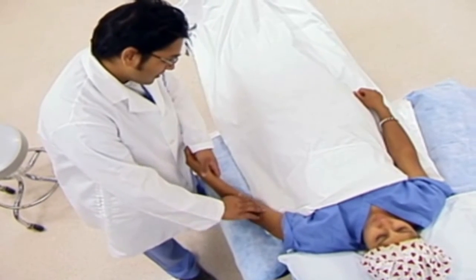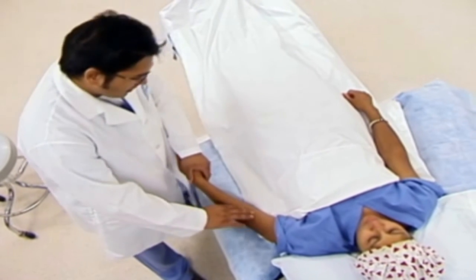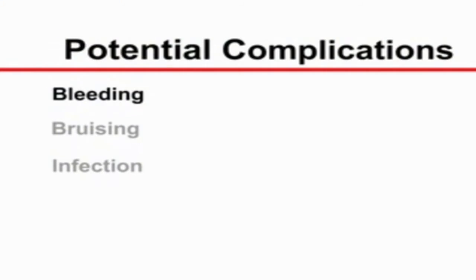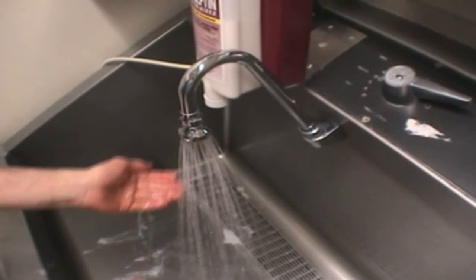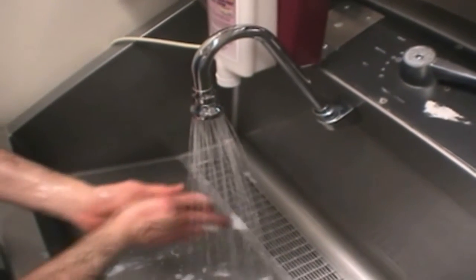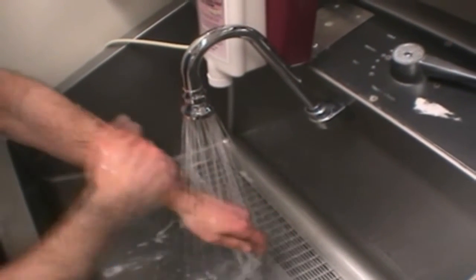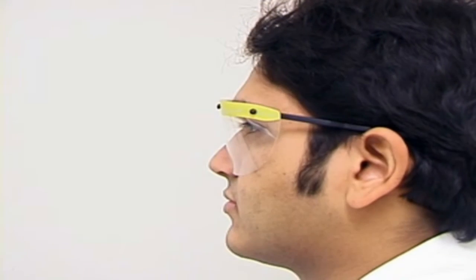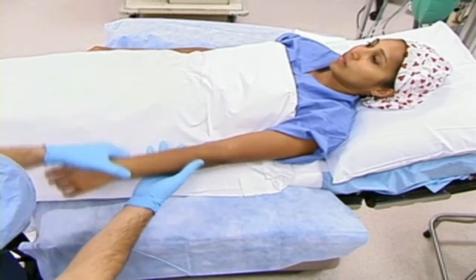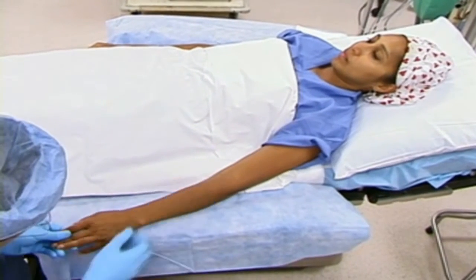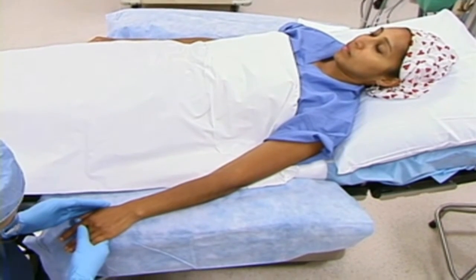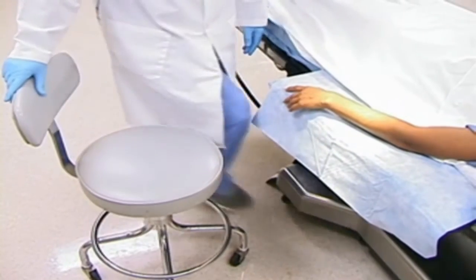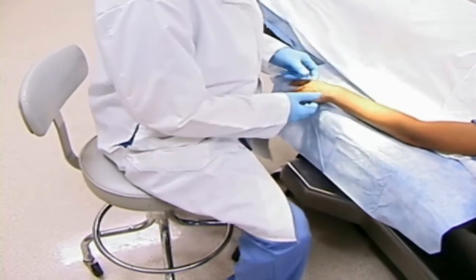Explain the procedure to the patient and address any specific questions or concerns. Discuss potential complications such as bleeding, bruising, and infection. You must follow standard precautions when placing a peripheral venous catheter. This includes washing hands, wearing gloves, and using eye protection because of the risk of blood splatter. When the selected site is in an upper extremity, the patient should be placed in the supine position with the arms supported. A comfortable position for the practitioner and proper lighting are important for successful intravenous cannulation.